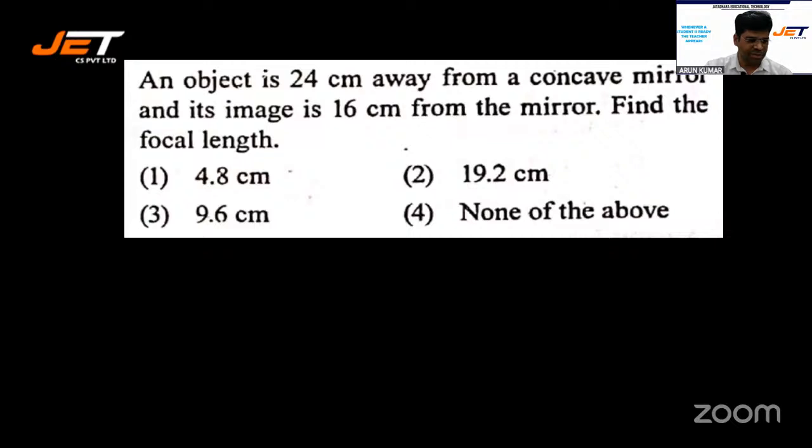All right, here's the next question. Good, Rekha. An object is 24 centimeters away from a concave mirror and its image is 16 centimeters from the mirror. Find the focal length of the mirror.